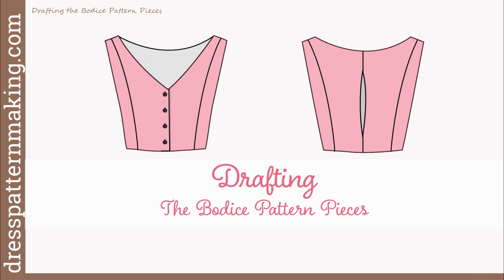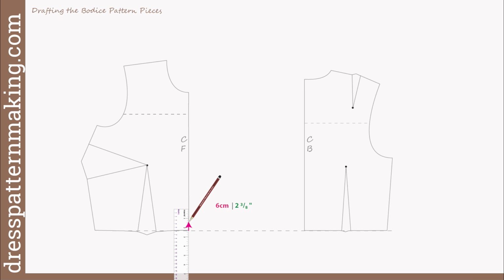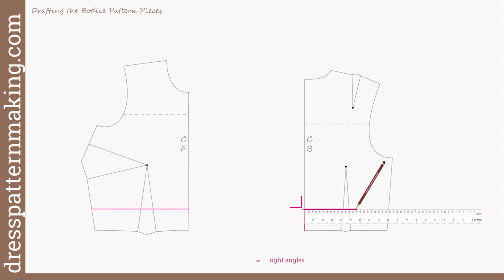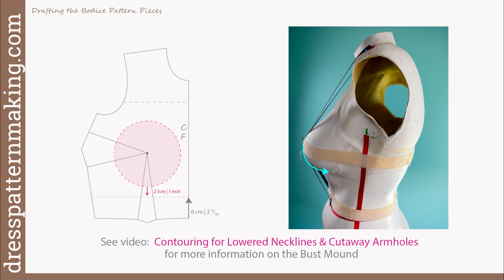So drafting the bodice pattern pieces, and I'm starting with my bodice block already traced off in preparation. I'll measure up from the waistline at right angles to the waistline for 6 centimetres or 2 3/8 of an inch, and I'll draw a straight line across both blocks. So these lines should be at right angles to the centre front and centre back lines. That 6 centimetres or 2 3/8 of an inch is the placement I like. It's about 2.5 centimetres or 1 inch below my bust mound. On the dress it may look lower than the 2.5 centimetres or 1 inch, and if you're interested in why that is, I cover that in my contouring video.